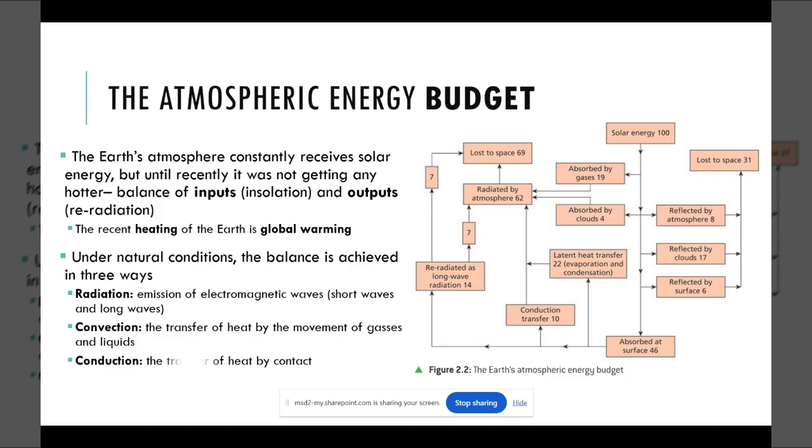And then you have conduction, which is the transfer by contact. So if you touch a hot pot or a burner, the contact between it and your skin is going to transfer heat as well. That's conduction. So this is how the balance is achieved, by the moving of this radiation in various ways, this insolation in various ways.